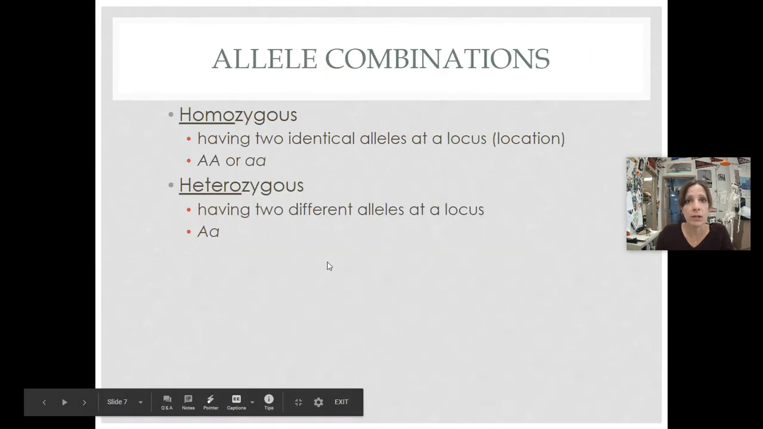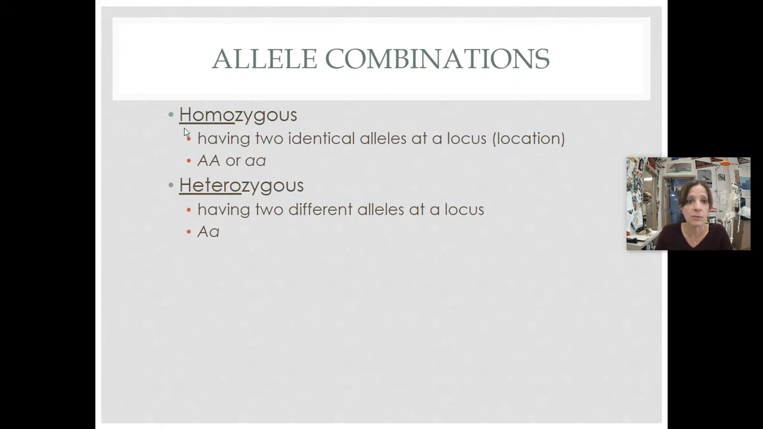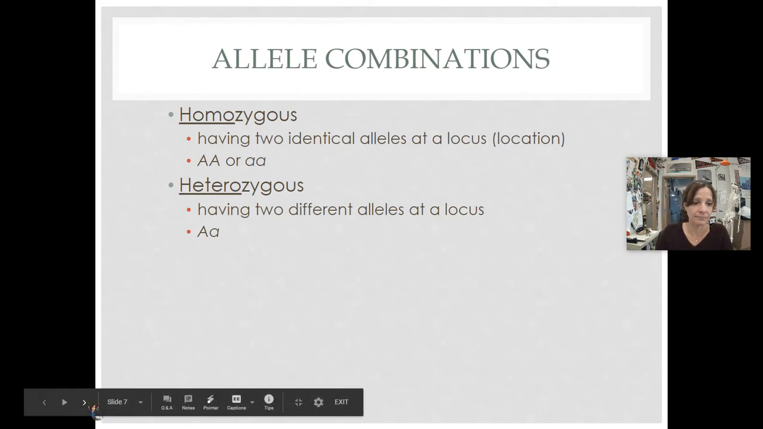Okay, so just some vocab words. You need to know what homozygous is, right? Homo means same, so that's the same alleles at a locus or location. If you see the word loci, L-O-C-I, that means locations, plural. And so homozygous can be big A, big A, or little a, little a. And then hetero means different. So heterozygous, the genotype's going to be big A, little a.